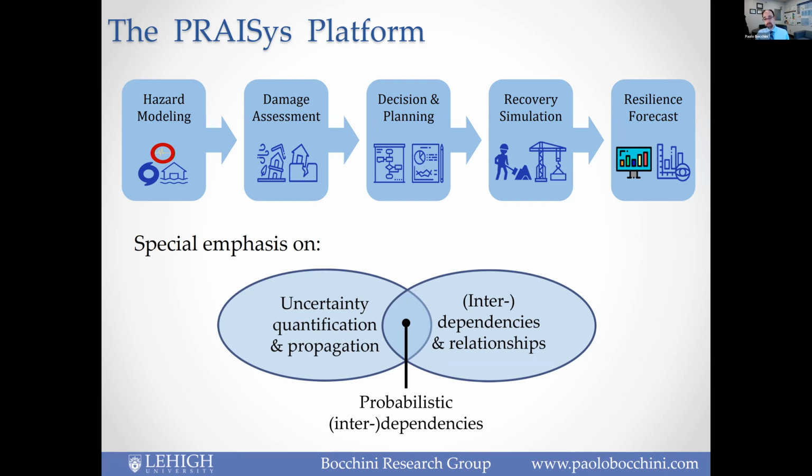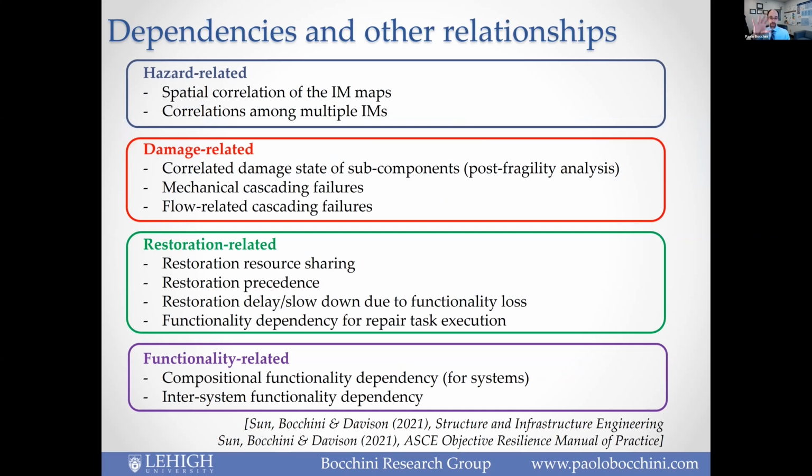I will not talk very much about interdependencies today, but I just wanted to mention that in the platform, we addressed in different ways 11 classes of relationships, dependencies, and interdependencies. And we tried to classify all of those that we thought were meaningful. And we put some of our thoughts and models in a couple of publications. In particular, there is this Objective Resilience Manual of Practice of ASCE that will probably be published in a few months. And we wrote the chapter on interdependency. So most of our thoughts and the literature review can be found there.